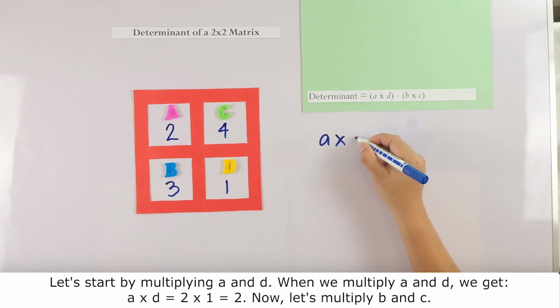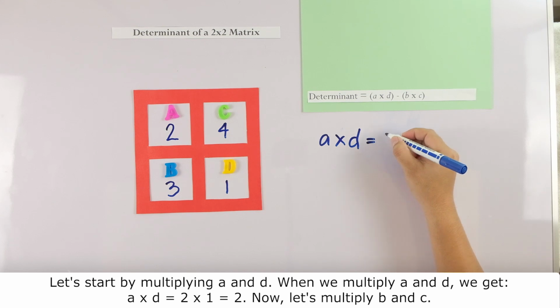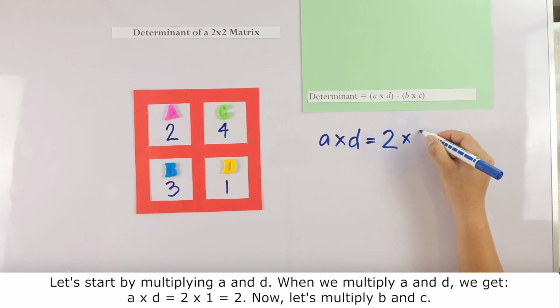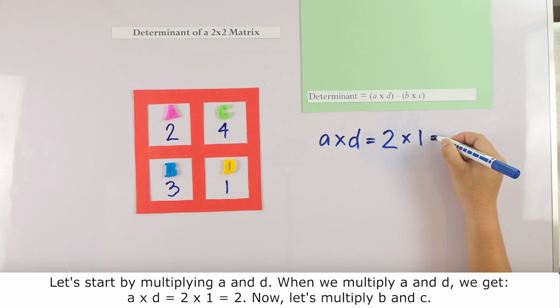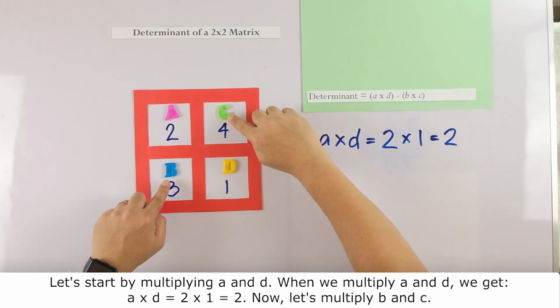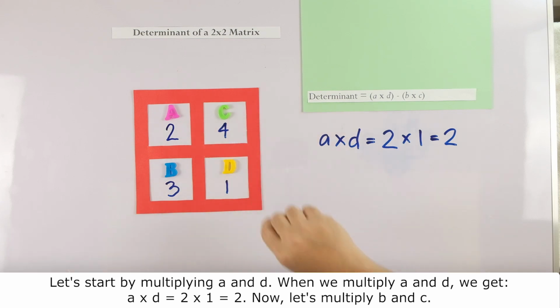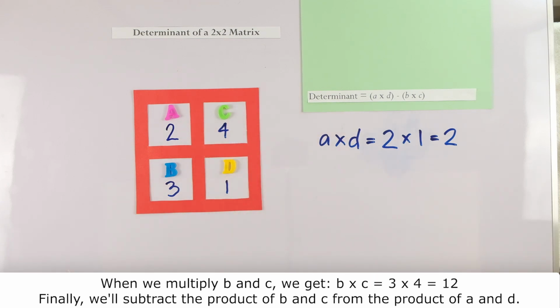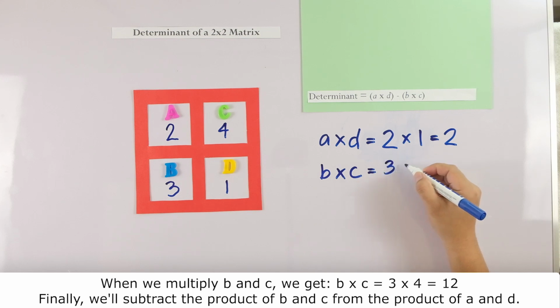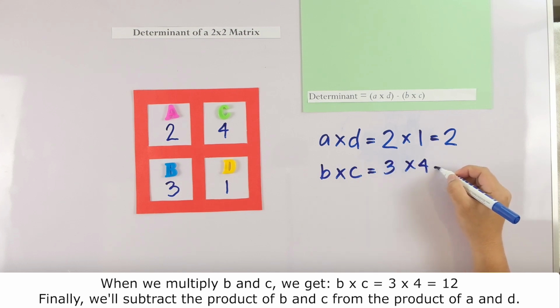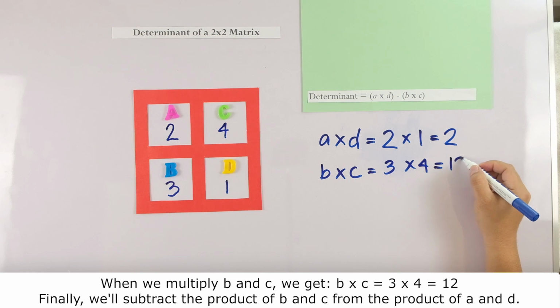A times D equals 2 times 1 equals 2. Now, let's multiply B and C. B and C. When we multiply B and C, we get B times C equals 3 times 4 equals 12.